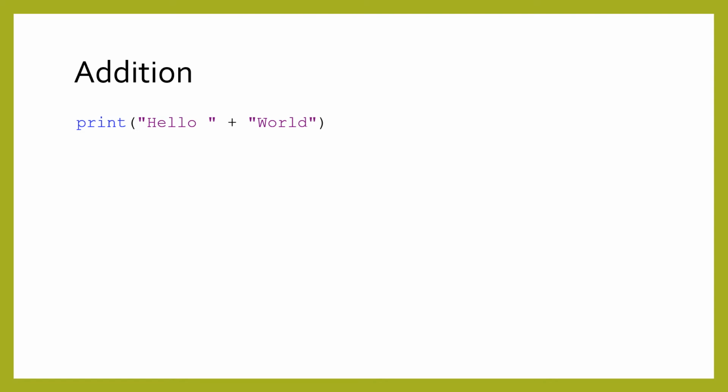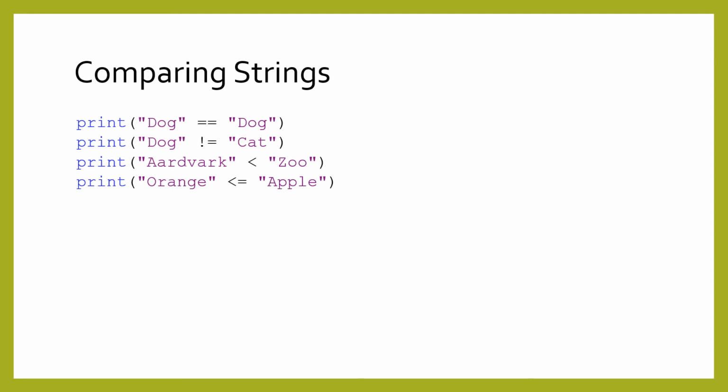Like numbers, you can add 2 strings together. This puts them side by side in a single new string. This is sometimes called concatenation. You can test if 2 strings are equal, not equal, or even compare them using less than and greater than. This measures which ones come first in the alphabet.